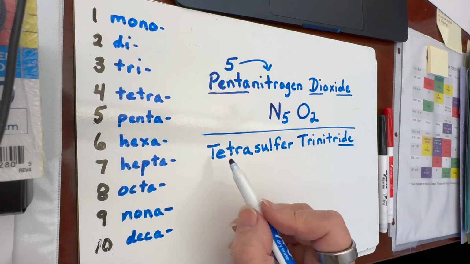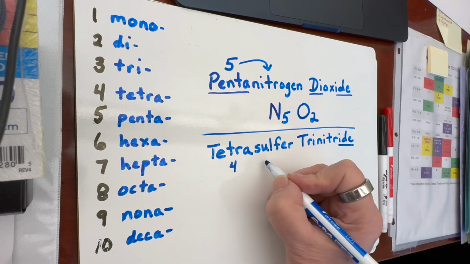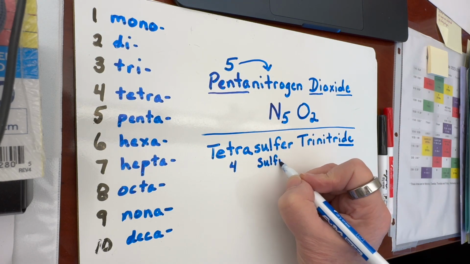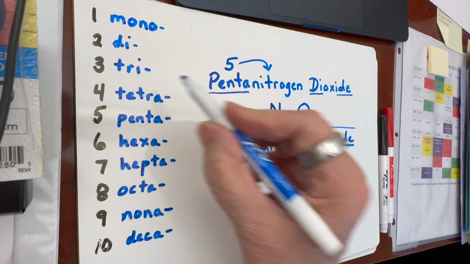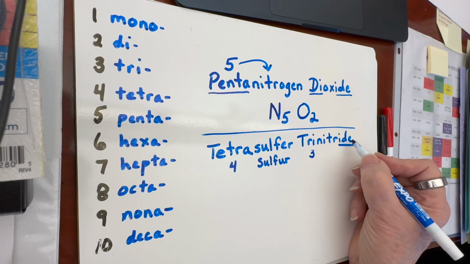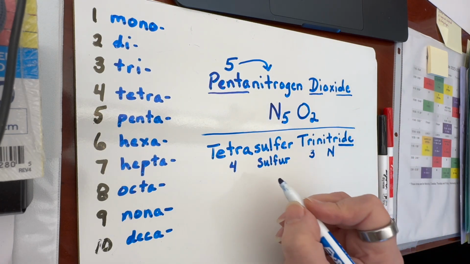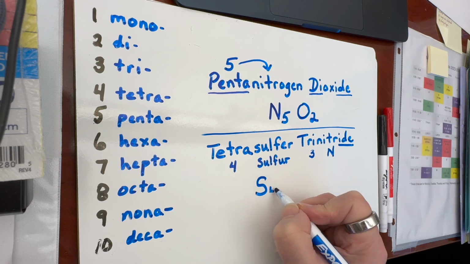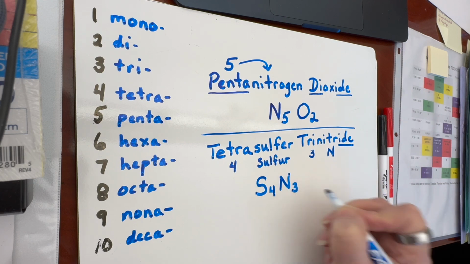So tetra, if we go to our list, tetra means 4, sulfur, would help if I spelled them right. Tri means 3, and nitride comes from nitrogen, which is N. So we have 4 sulfurs, sulfur 4, nitrogen 3.